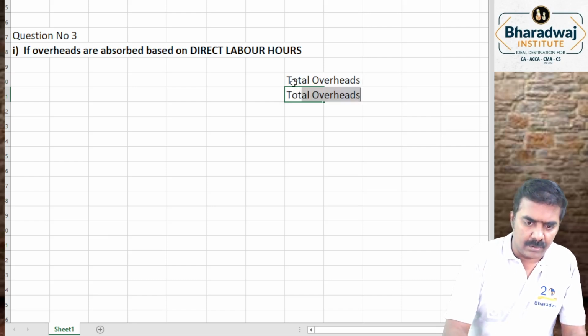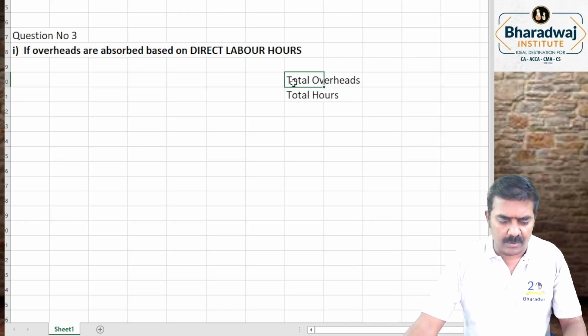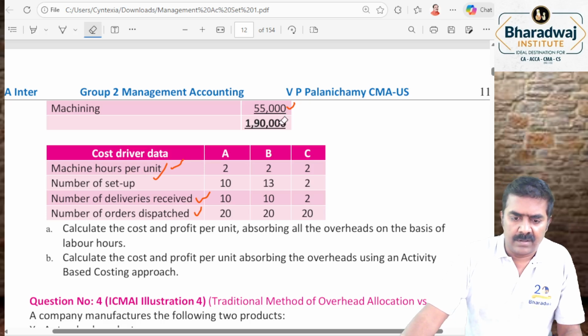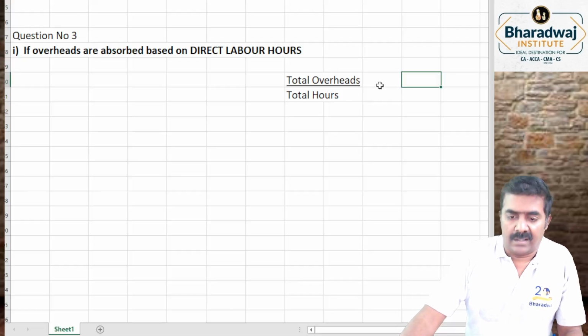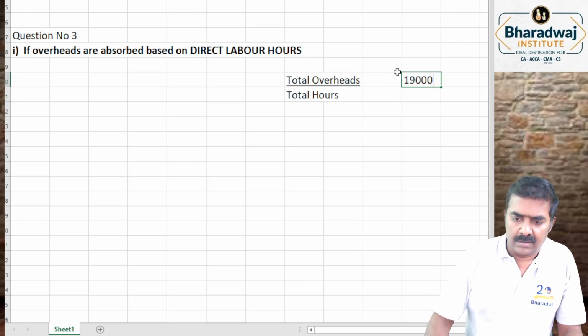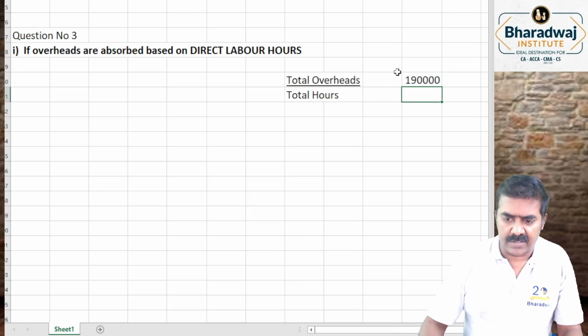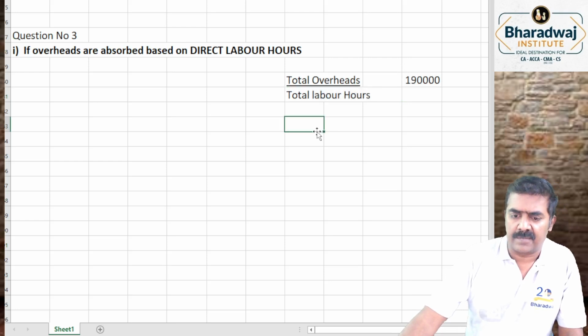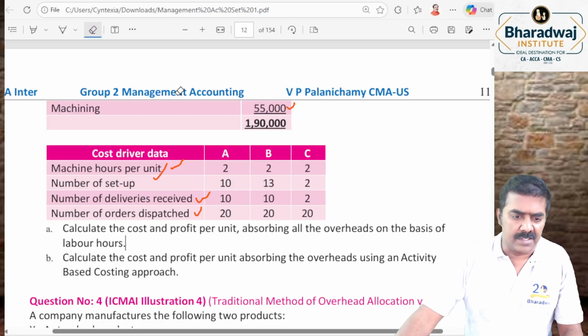Divided by total hours. Total overheads are given in the question. Where is it given? 1,90,000 total overheads. Divided by which hours? Total labor hours or machine hours? How to work out total labor hours? It's given in the table.